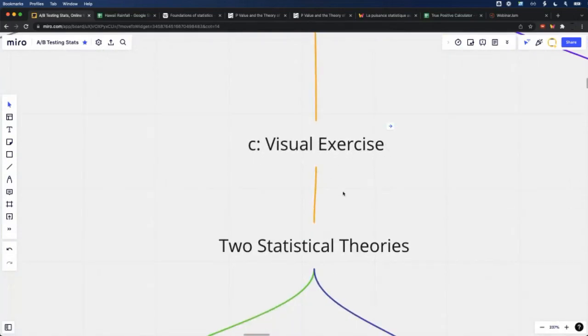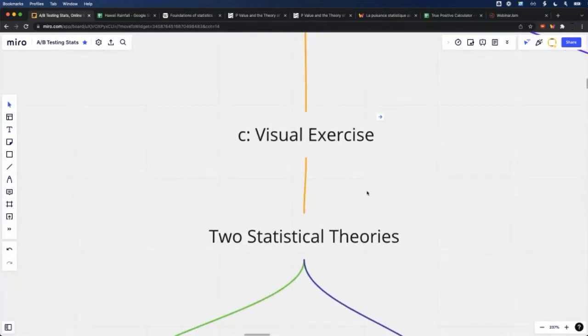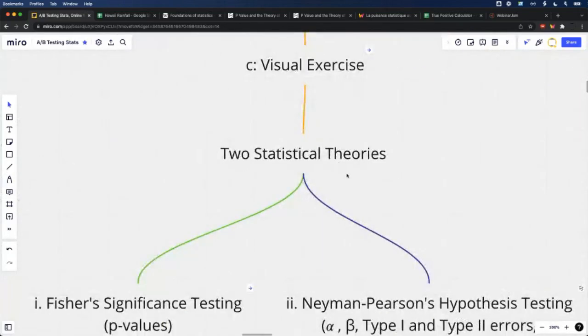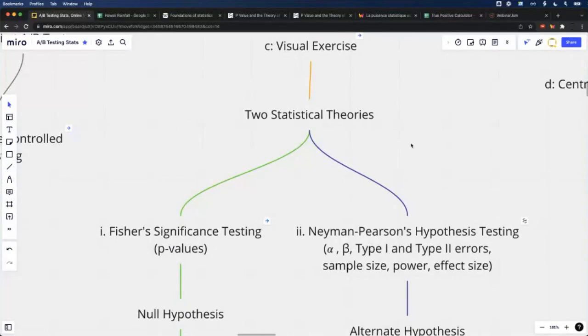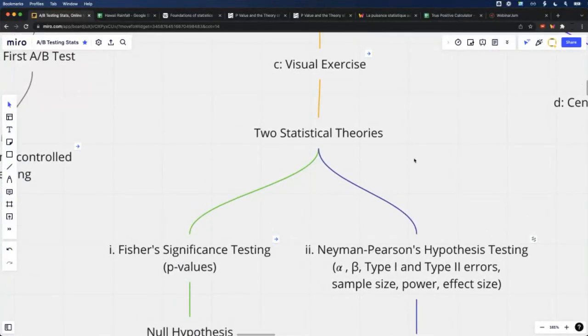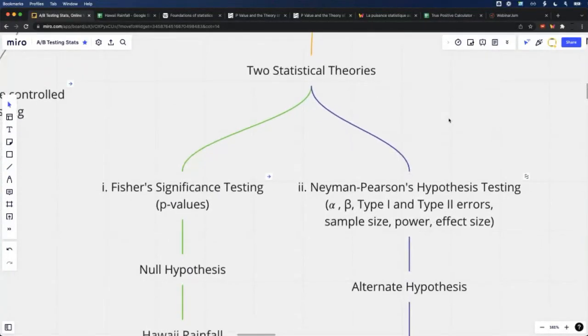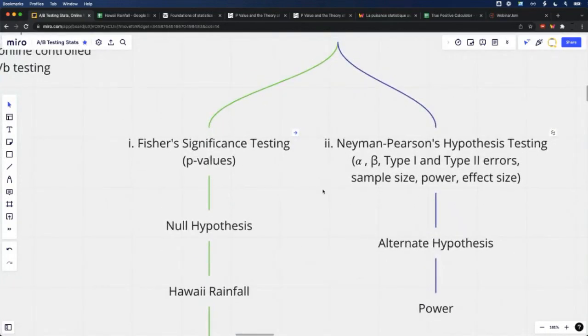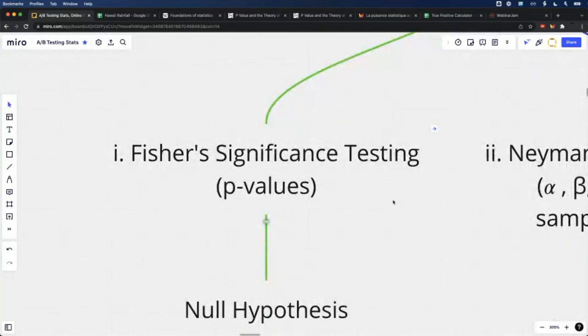of how did we come to using p-values and hypothesis testing in the A/B tests world? All right. So let's start with Fisher's significance testing.